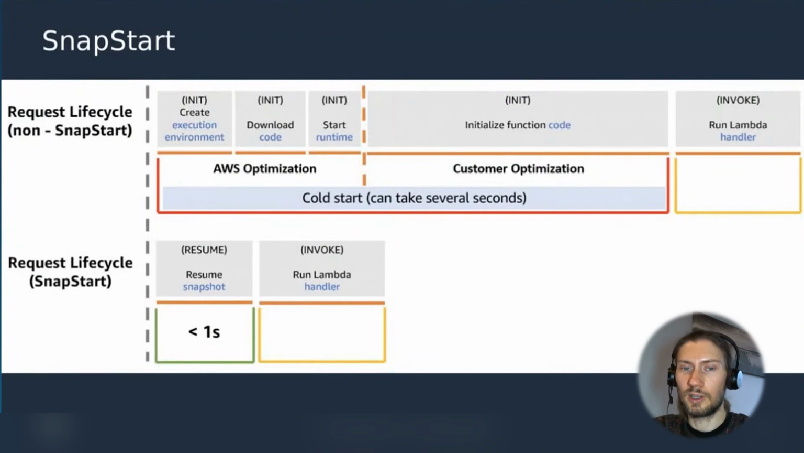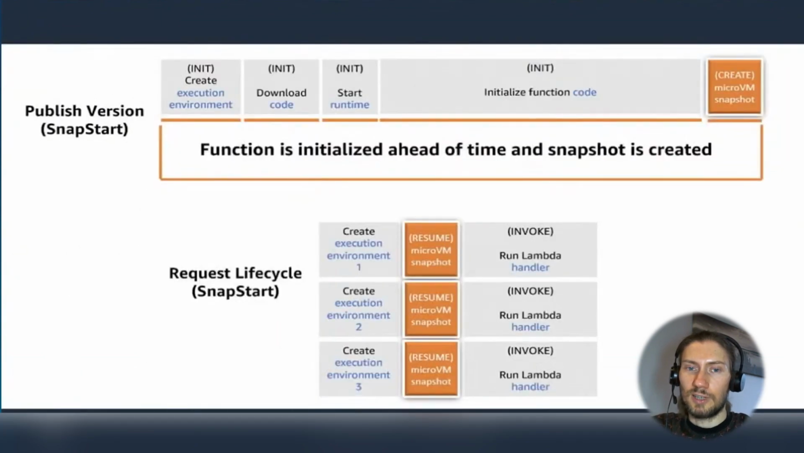With SnapStart, Lambda initializes your function when you publish a version of the function. Lambda takes a snapshot of the memory and disk state of the initialized runtime environment, encrypts the snapshot, and caches it for low latency access. When you invoke the function version for the first time, and as the invocations scale up, Lambda resumes new execution environments from the cached snapshot instead of initializing them from scratch, improving startup latency.